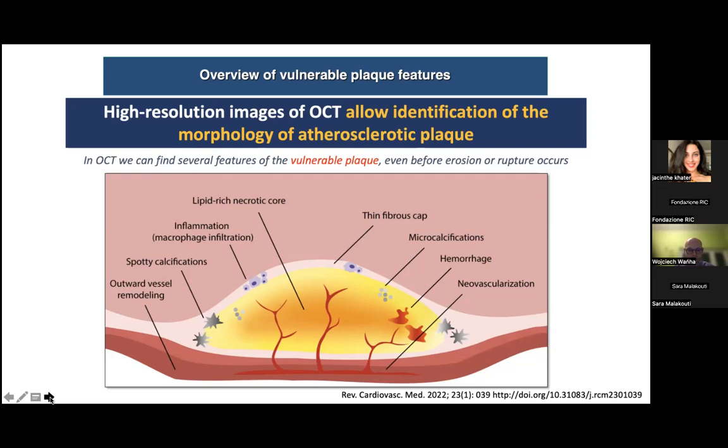So what can we find using OCT as vulnerable plaque in our arteries? We can find the lipid-rich necrotic core. We can find the thin fibrous cap. Moreover, we can find microcalcifications, neovascularization, and macrophage infiltration, which are surrogates of inflammation.